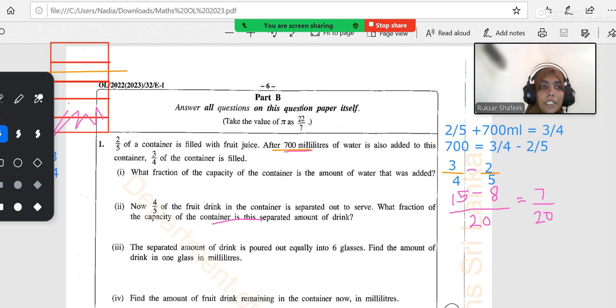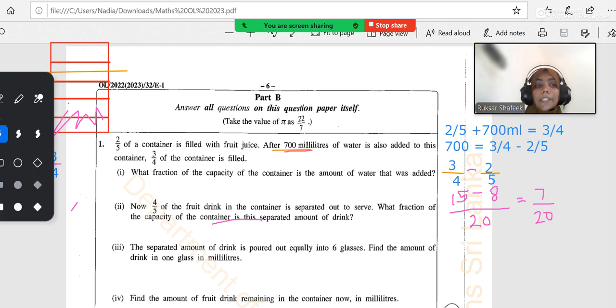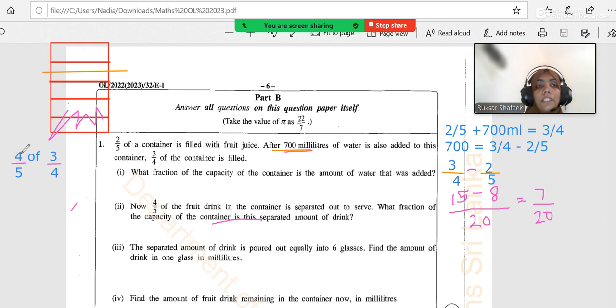This is your denominator and your numerator. Let's put the fraction bars. Of basically means multiplication. So you can multiply or you can cut off this 4 and 4, which would give you the answer of 3/5 over there. So what fraction of the capacity of the container is this separated amount of drink? So separated amount of drink would be 3/5. You've taken off 3/5 from the container now. Right, that is your Roman number 2's answer.